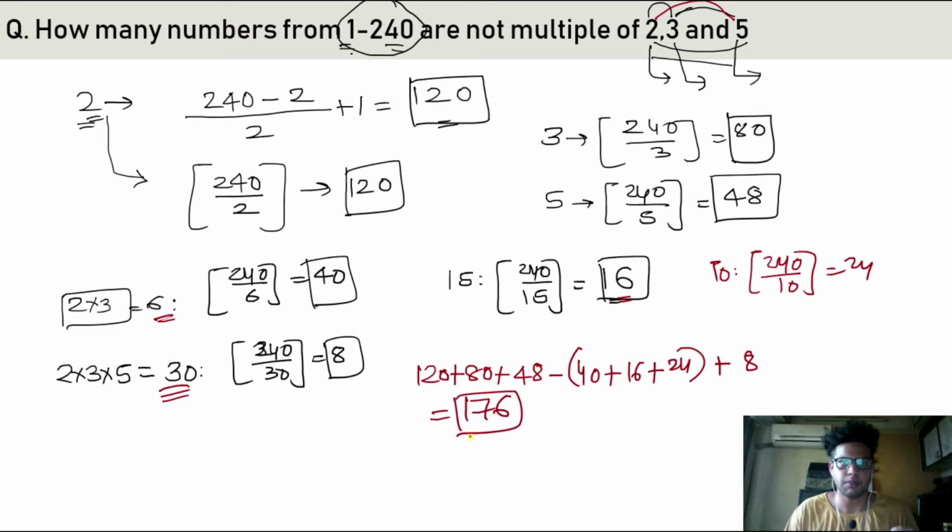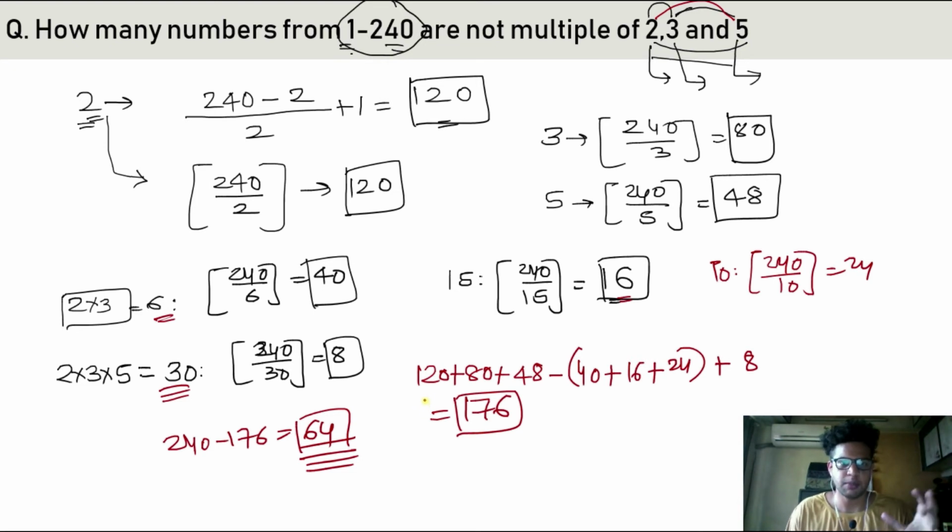Now subtract this number from the total numbers between 1 to 240. From 1 to 240 we have 240 numbers. 240 minus 176 will be 64. This would be your final answer. That means there are 64 numbers between 1 to 240 which are not multiples of 2, 3 and 5.